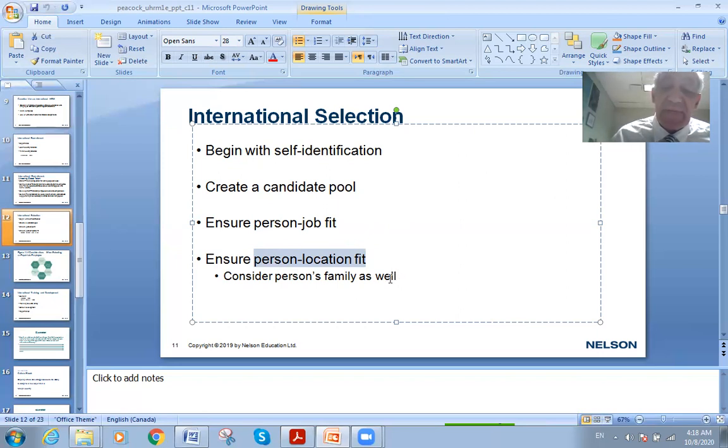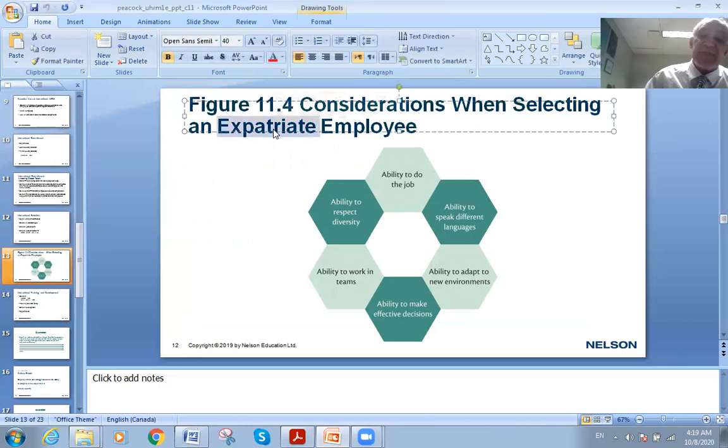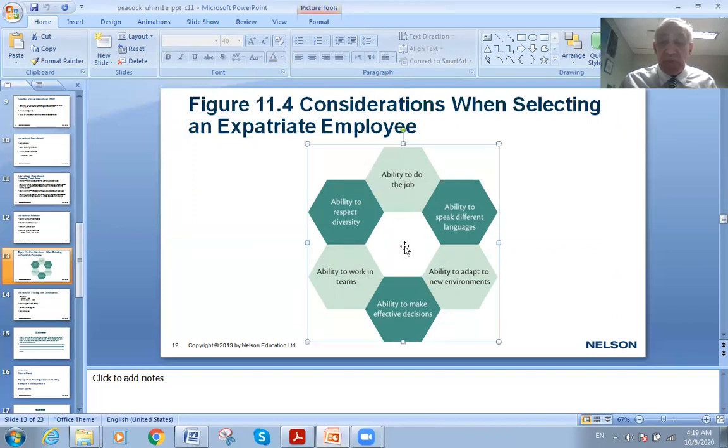Consider the person's family as well. In the international, you will consider the person's family, not only him, his family as well. Because working internationally makes you care about all around. Consideration when selecting an expatriate. Expatriate means stranger, coming from another country. Ability to do the job. You have to take care that he's able to do the job, able to speak different languages. Don't bring someone for an international company or recruit someone from another country and he does not speak the language of your country. No. Ability to adapt to a new environment. Make sure that he's okay with the new environment, the culture of the different countries which he will work in. He's okay with it or no.